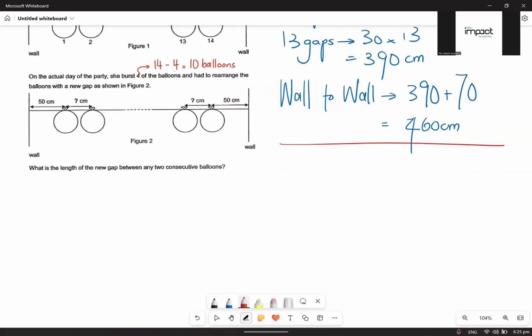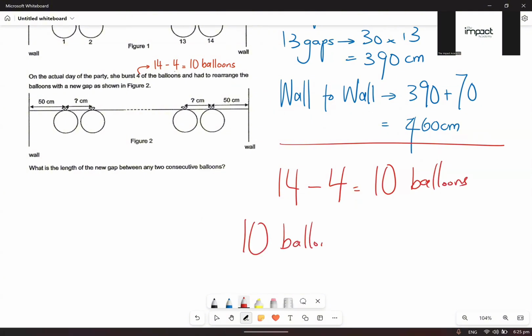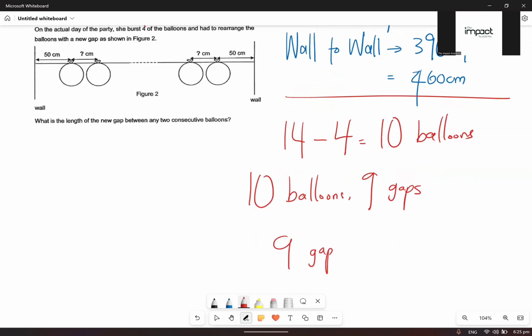On the actual day, unfortunately, maybe because she blew the balloons a few days back, the children go pop, pop, pop, pop, pop. Correct now. It happens, huh? She burst how many? Very good. So from 14 drop to 10. You understand what I'm saying? And 10 balloons will basically be how many gaps? 9 gaps. True? 9 gaps.